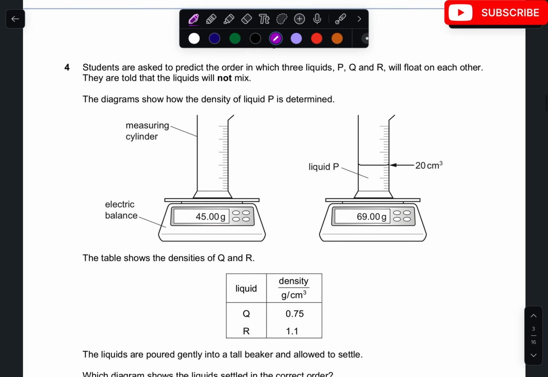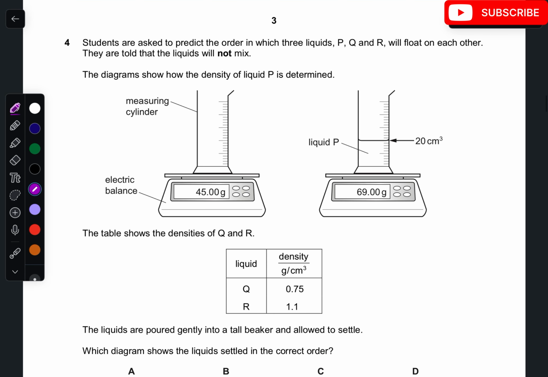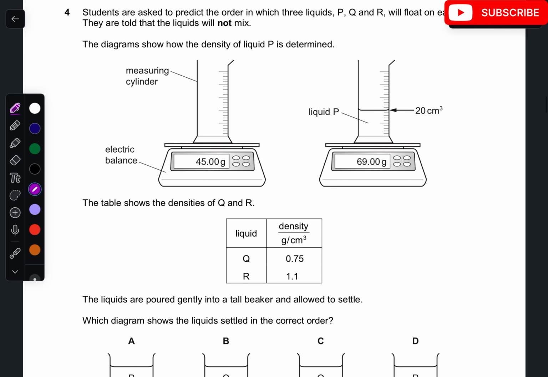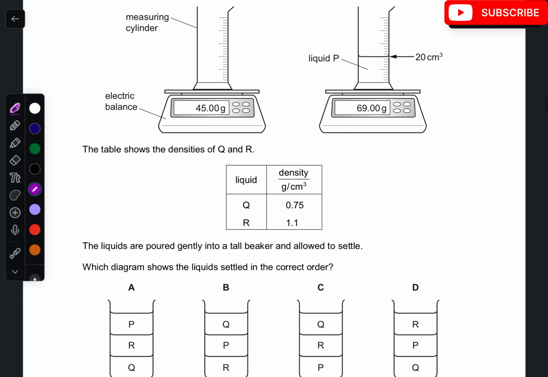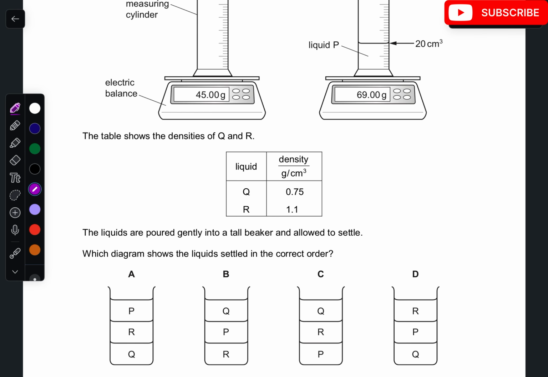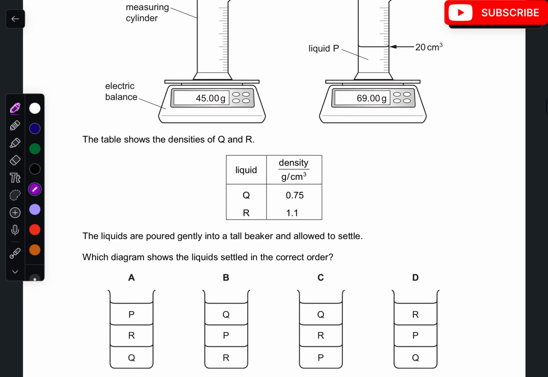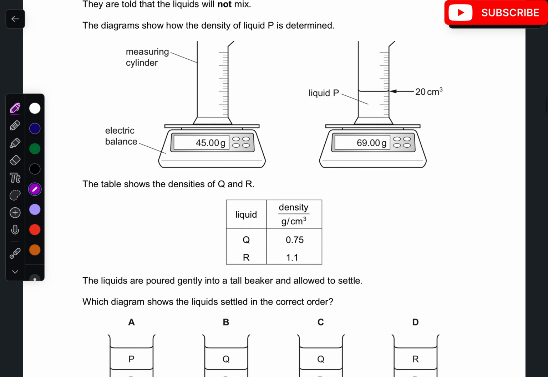In question 4, students are asked to predict the order in which three liquids P, Q, and R will float on each other. They are told that the liquids will not mix. The diagram shows how the density of the liquid P is determined. The liquids are poured gently into a tall beaker and allowed to settle. Which diagram shows the liquids settle in the correct order? Okay, what we know, the more dense liquid should be at the bottom, there should be the highest density liquid and there should be the lowest density liquid.